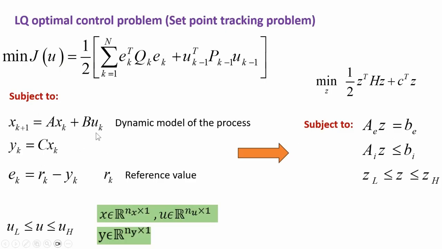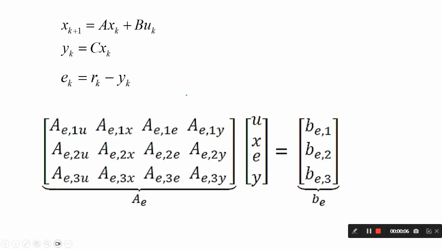Here you can see that in the original LQ optimal control problem, there are 3 equality constraints, and all of them are linear. These 3 linear equality constraints should be converted to this form. So, our goal is to find the matrix AE and the vector BE. Let's make those vectors and matrices. Here, I will be filling up all of the elements of the matrix AE.